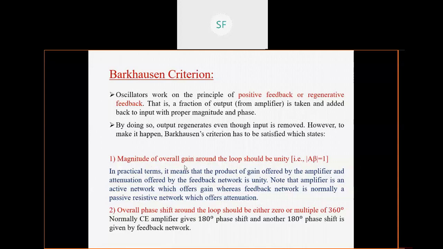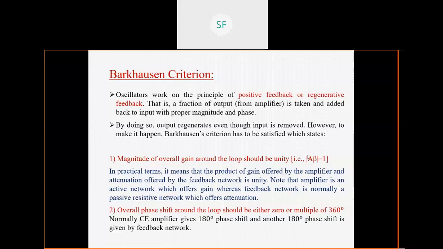So magnitude, this is the first statement of our Barkhausen criteria. In Barkhausen criteria there are two conditions. First condition is about magnitude. The first condition is that the magnitude of overall gain around the loop should be unity. This is talking about the magnitude. So mod of A beta should be equal to 1.